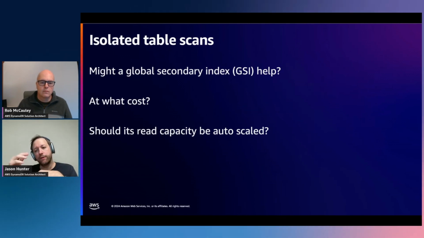If I did it, this is kind of an advanced question. Should I auto scale my read capacity on the GSI? Meaning, should you turn on the automation to raise and lower the read level that you pay for, so that it raises in response to demand and lowers after demand? I think the answer to this one's kind of surprising.